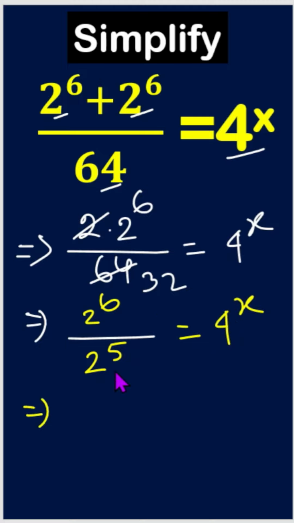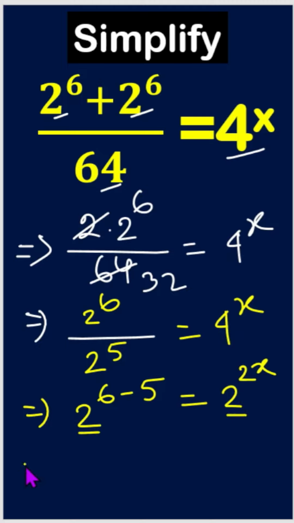So as per the law of indices, we know a to the power m divided by a to the power n. It means once the bases are the same, at that time the powers will be subtracted. So 2 to the power 6 minus 5 equals 4 to the power x, or against this one we can write 2 to the power 2x. Here the bases are the same, and here 6 minus 5 is 1.